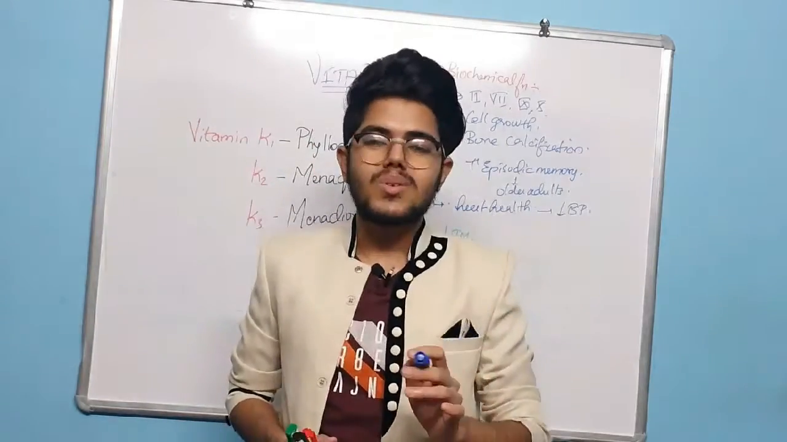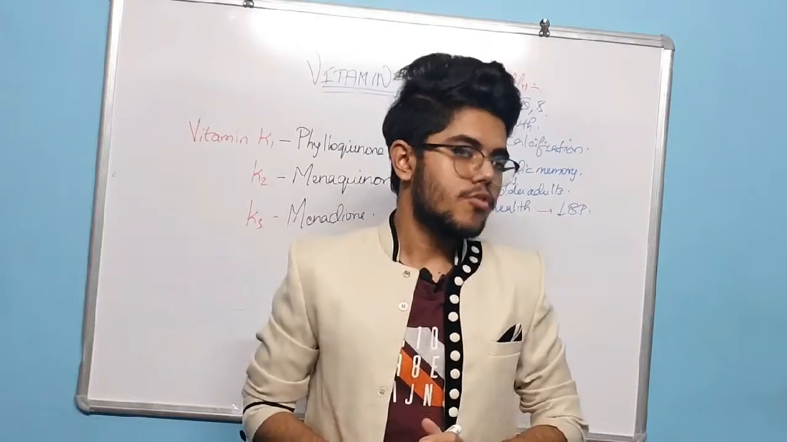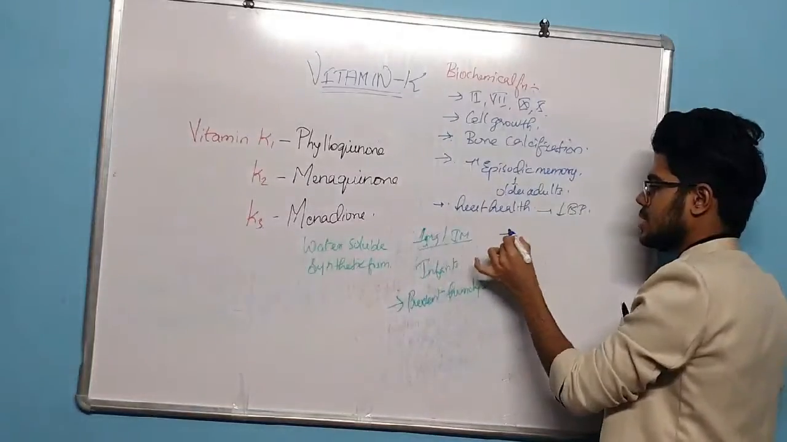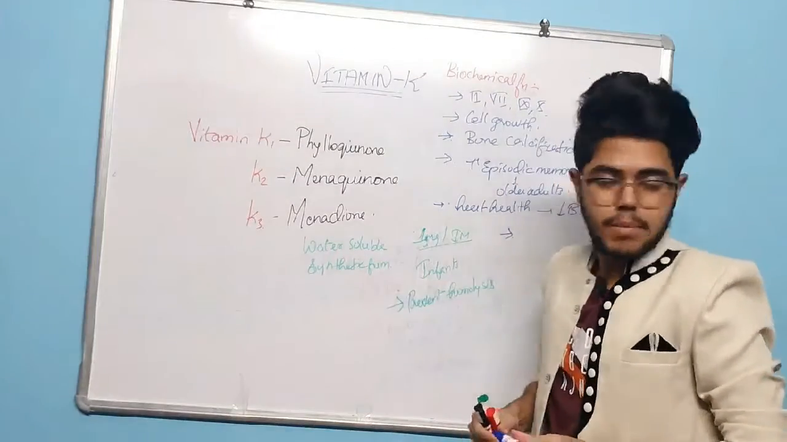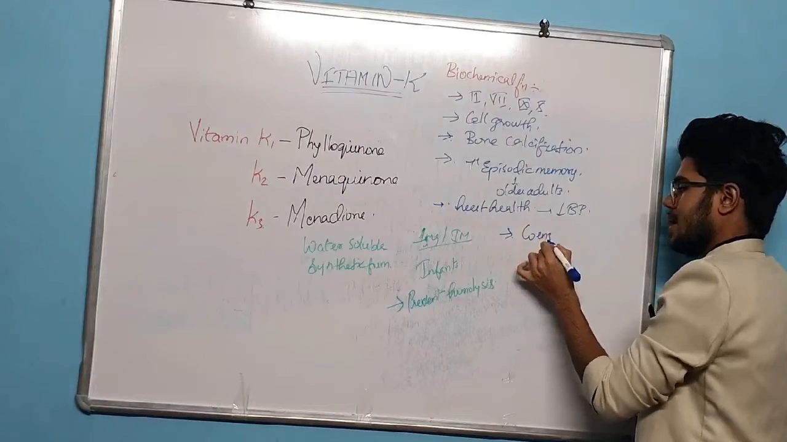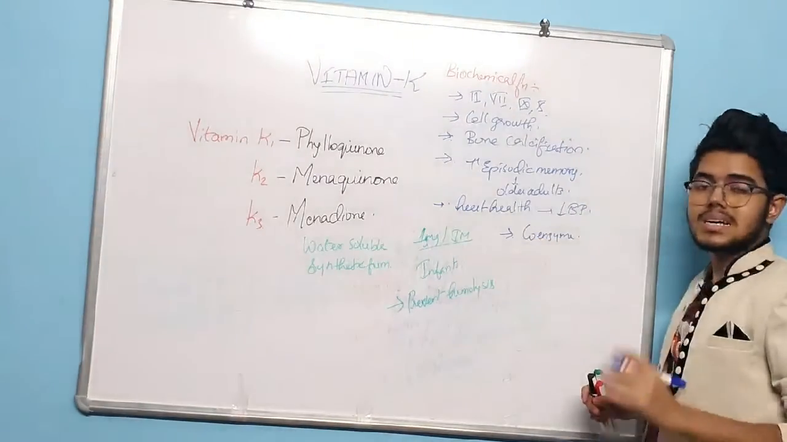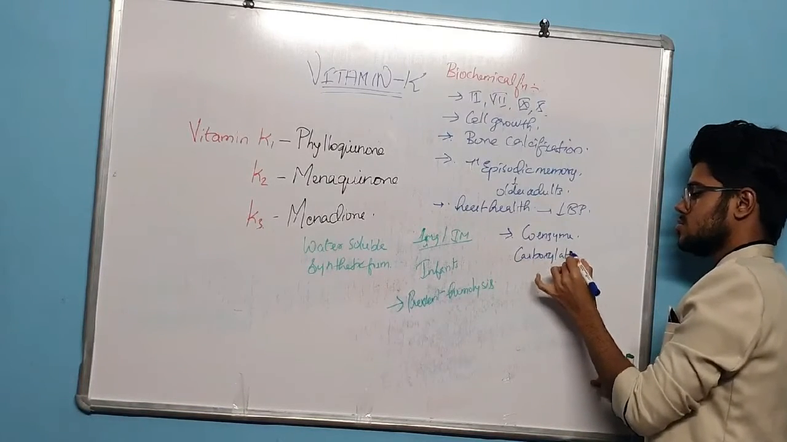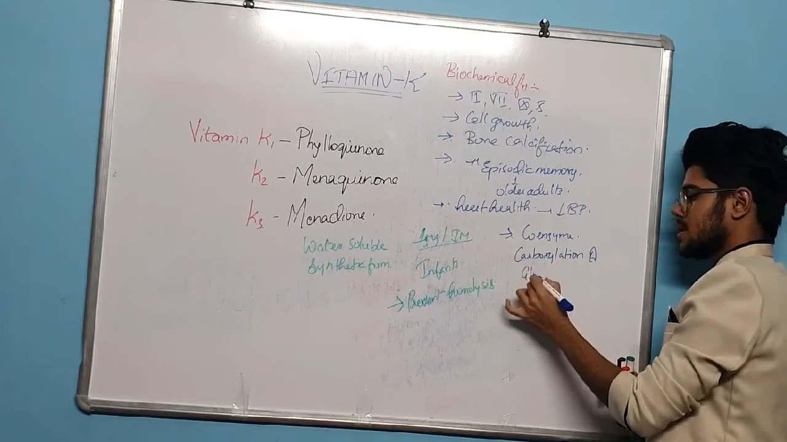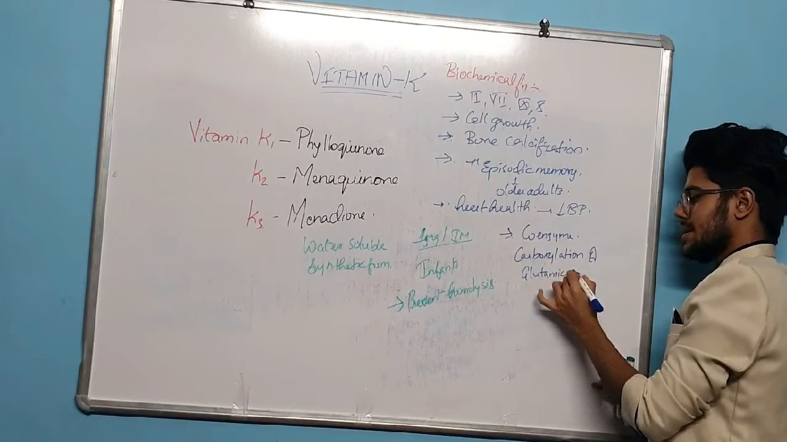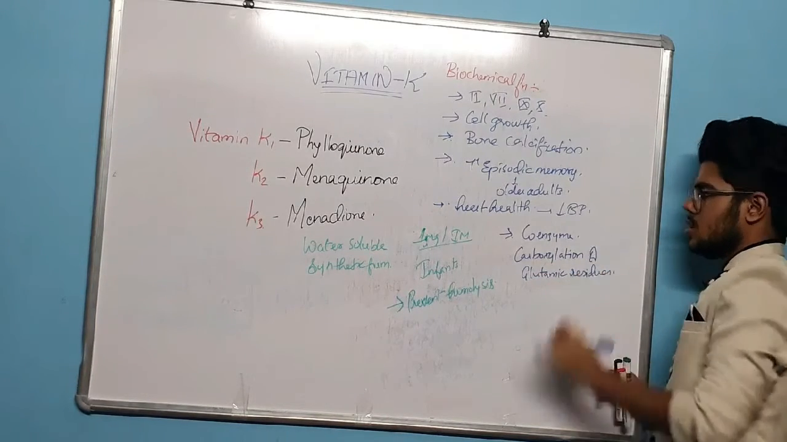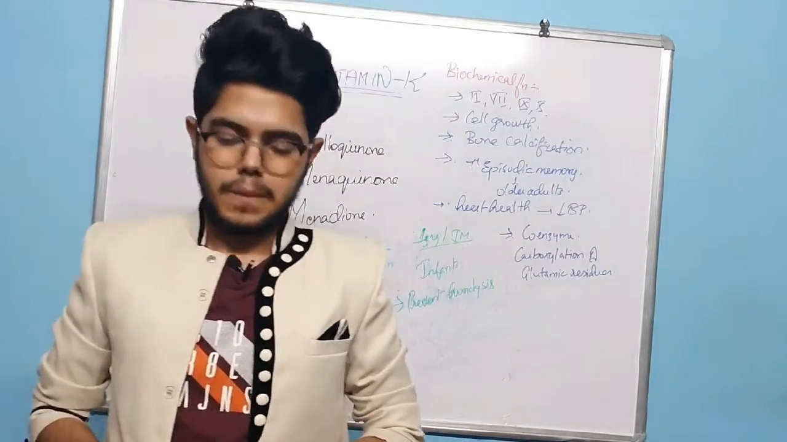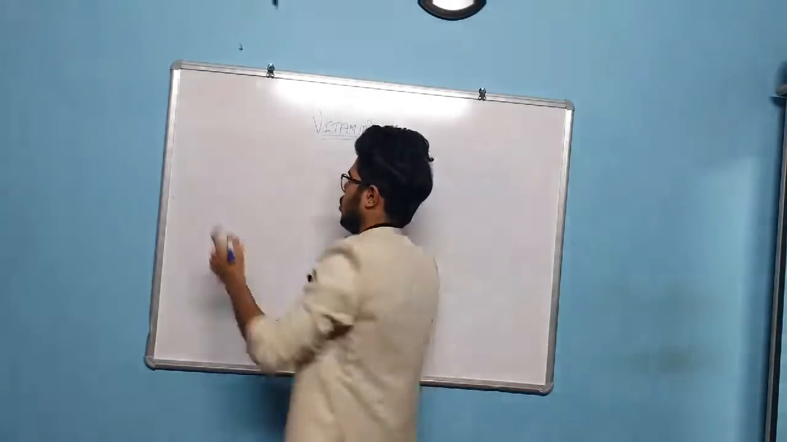Okay, it is also going to act as a coenzyme for the carboxylation of the glutamic residues. So what I am saying, it is going to act as a coenzyme for the carboxylation of glutamic residues. So these are the biochemical functions of vitamin K. Okay, vitamin K cycle.